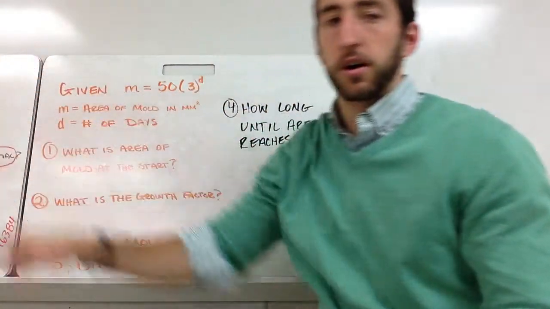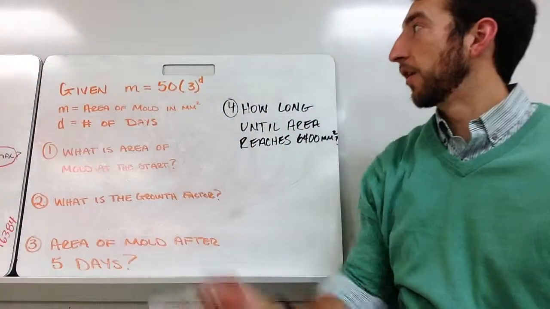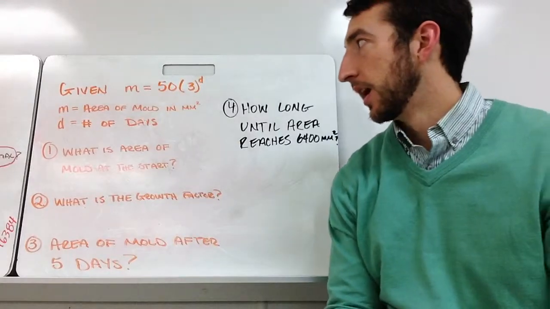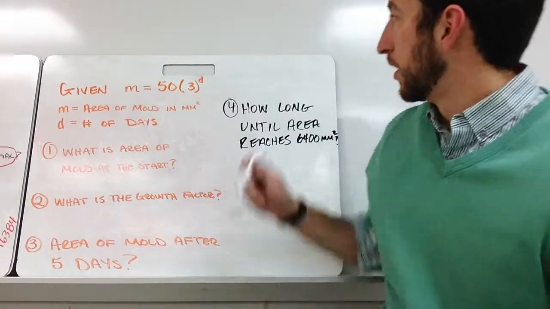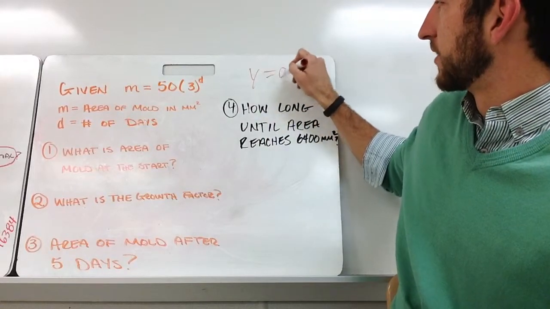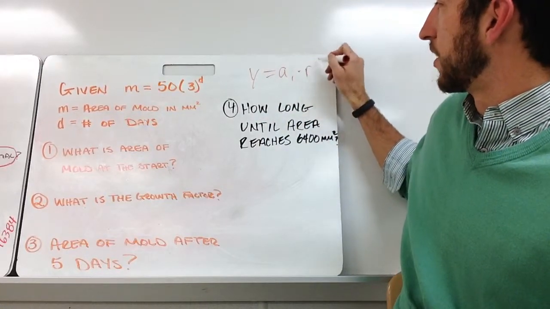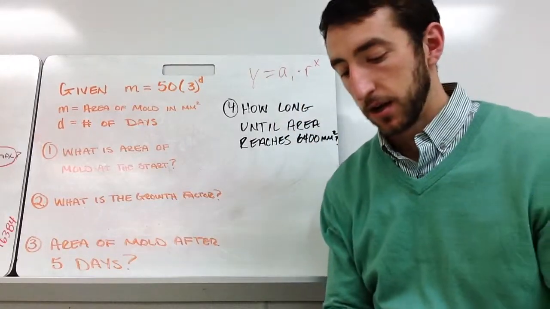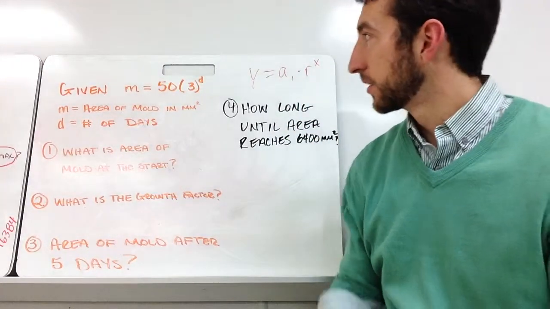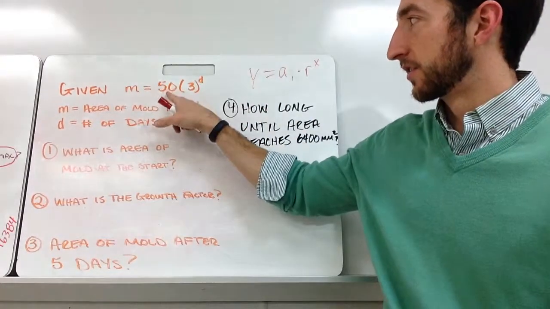So now we're going to work backwards on this one. We've been given the equation, and what we want to do is work backwards and get our initial stuff. So remember, our formula is y equals a sub 1 times r raised to the x. A sub 1 is my initial value. R is my common ratio.